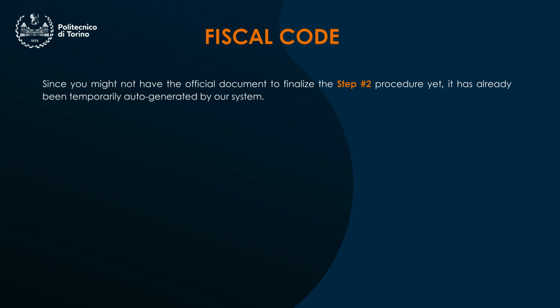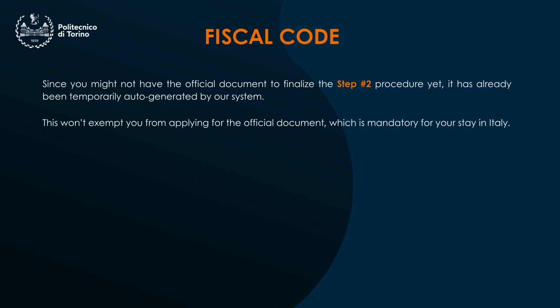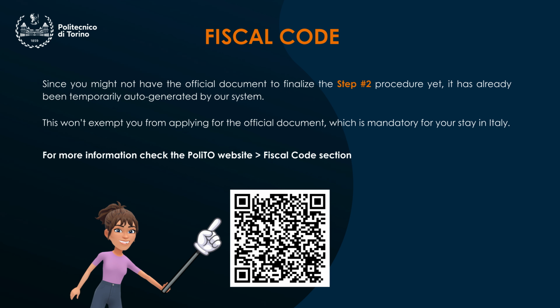Fiscal code. Since you might not have the official document to finalize the step number 2 procedure yet, it has already been temporarily auto-generated by our system. This won't exempt you from applying for the official document, which is mandatory for your stay in Italy. For more information check the PoliTo website in the fiscal code section.